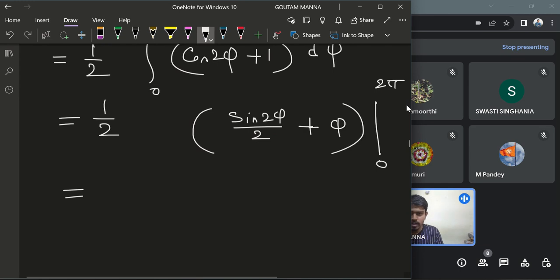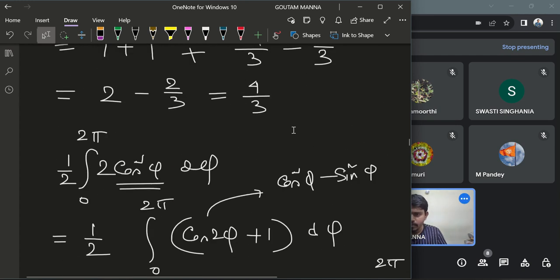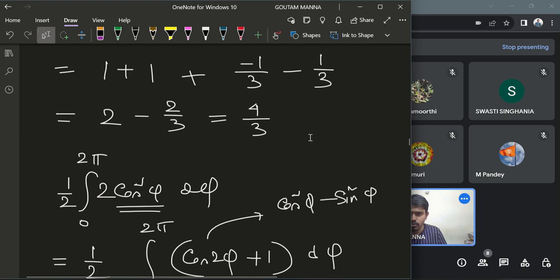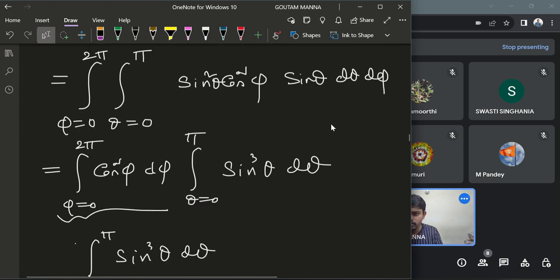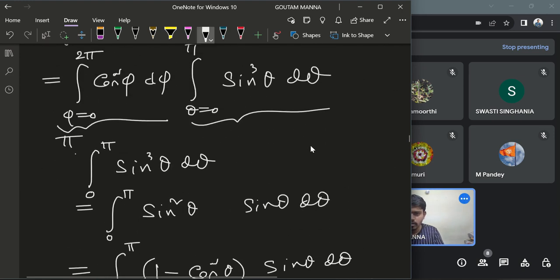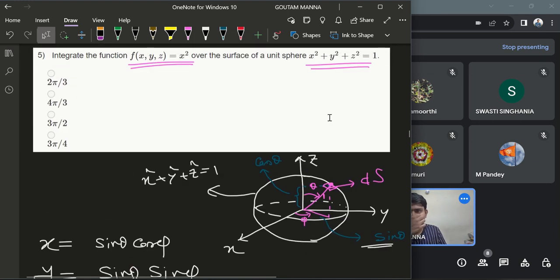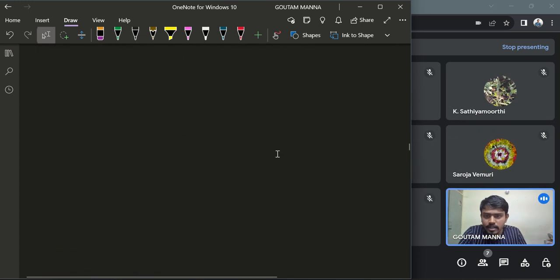So if I put the limits on this term, it will give me 0. If I put the limit on this term, it will give me pi. There is a half here. So what we get is, this integration is pi, this integration is 4 by 3. So it will be 4 pi by 3. Okay, it's 4 pi by 3. Second option. We're already running late.